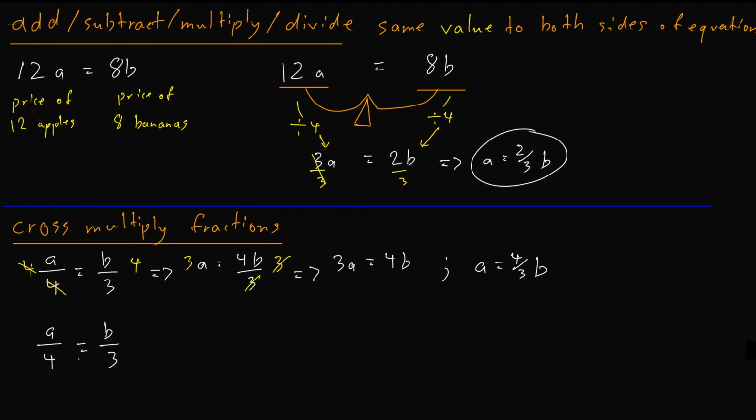What we've done is, to get rid of these denominators, we take this denominator and multiply it across to this numerator, and we take this denominator and multiply it across to this numerator. And if we do that, you can see we very quickly get 3a is equal to 4b. So we have successfully reproduced the answer here using this kind of shortcut that we call cross multiplication. Okay, so that's another handy thing to do there.